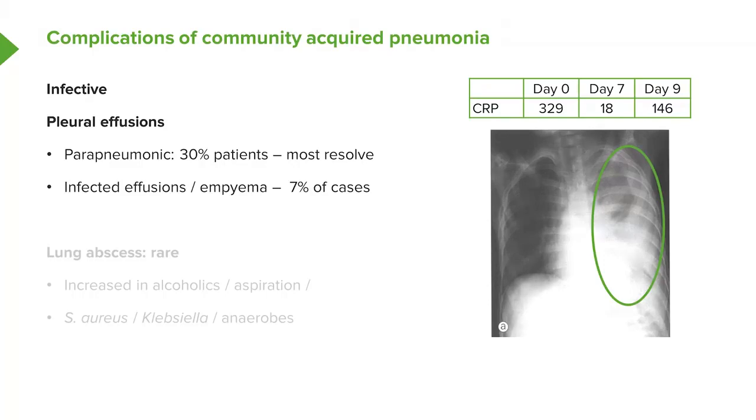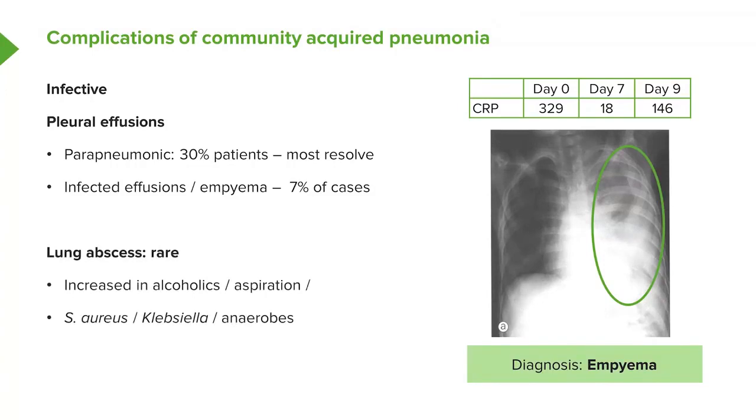And the chest X-ray here shows some left-sided shadowing, the pneumonia, but also you can see there's some pleural shadowing going up the left-hand side of the chest. And this reflects an infected pleural effusion. And you can see that on the chest X-ray, and the diagnosis in these situations would be empyema, a complication of community-acquired pneumonia.